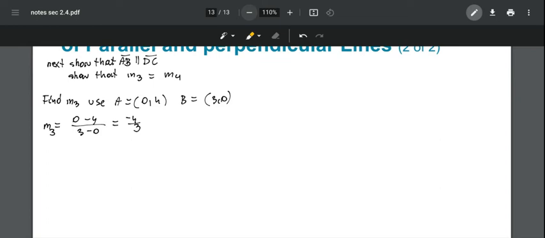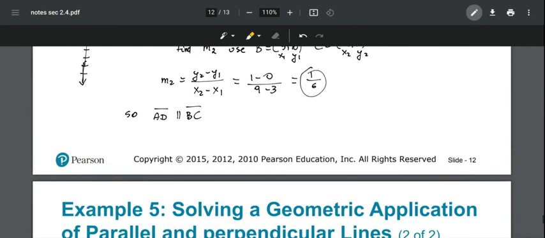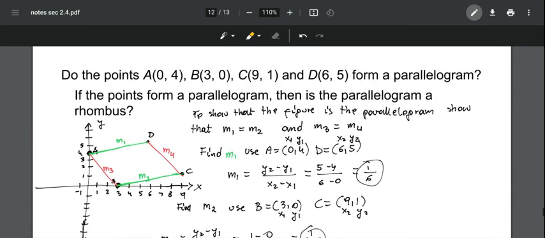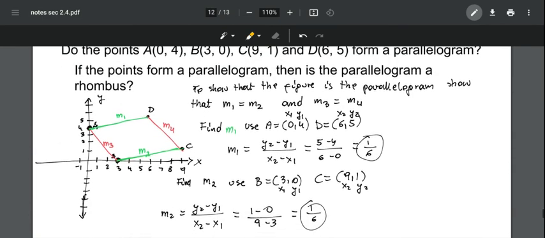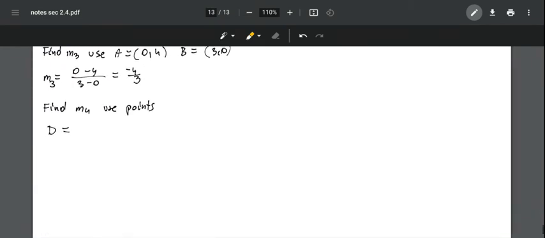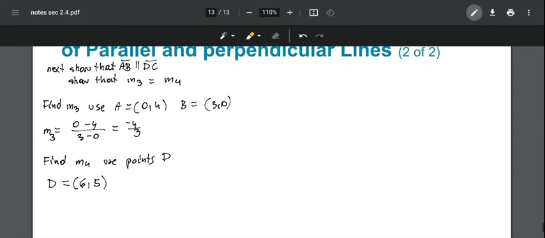So this is M3. Now we're going to find M4, and we're going to use points D and C. Point D has coordinates, going back to the picture, 6, 5. Use points D and C.